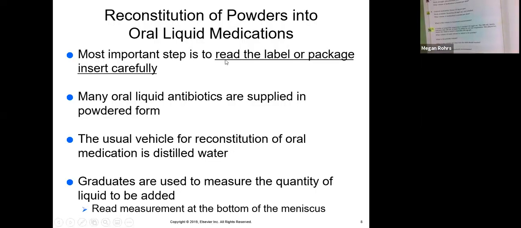So always make sure that you're reading your label very carefully, following all of the reconstituting instructions and the storage information as well. If you're using a graduated cylinder to measure out your distilled water, once again, measure at eye level and measure from the bottom of the meniscus.